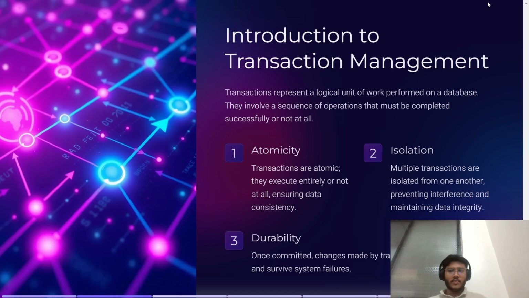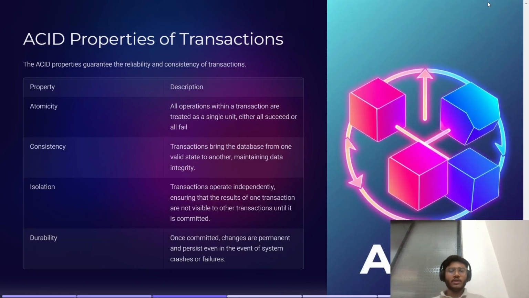So, what is transaction management? Transaction management represents a micro unit of work performed on a database. They involve a sequence of operations that must be completed successfully or not at all. So, there are some ACID properties of a transaction.